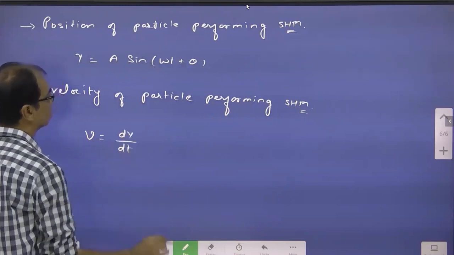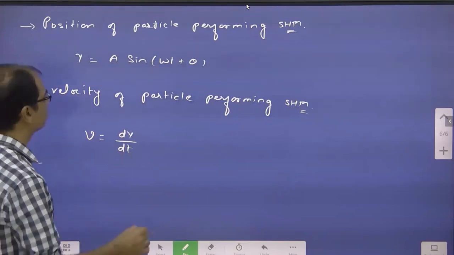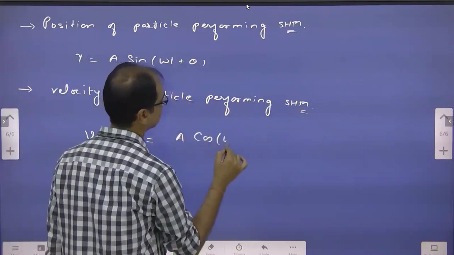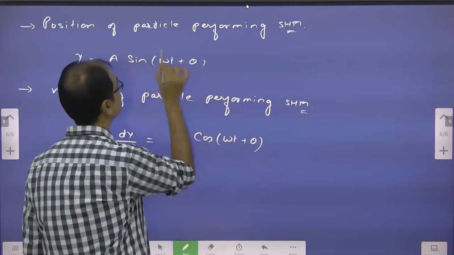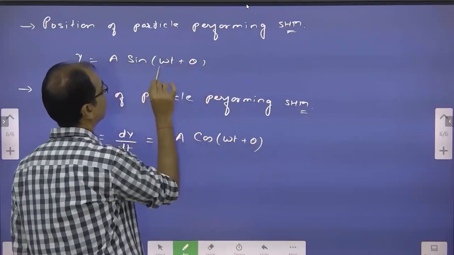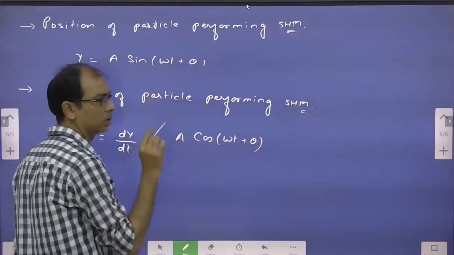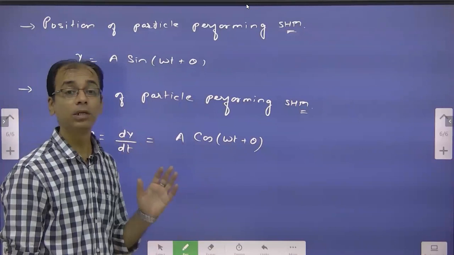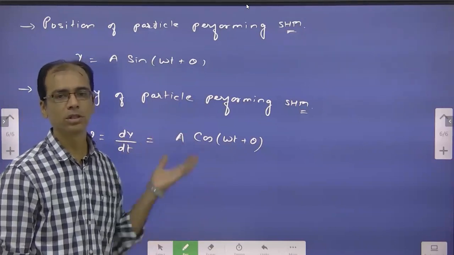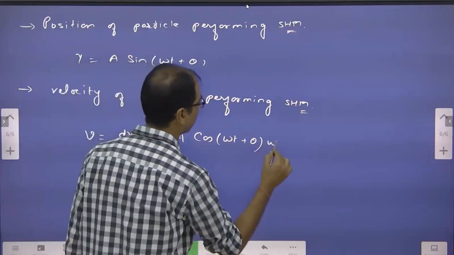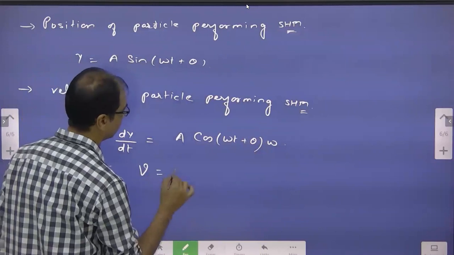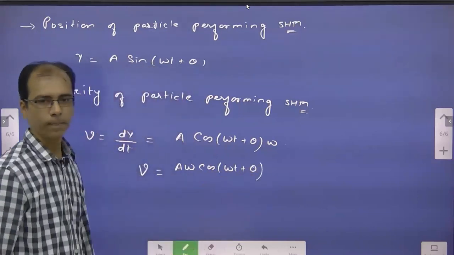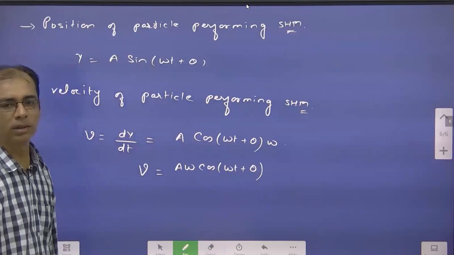So what is going to come? a is a constant. Sine's differentiation is cos. Then the differentiation of omega t: omega is constant, differentiation of t with respect to t is 1. Then differentiation of theta. Is theta changing? No, it's the initial phase, so it's constant, and its differentiation is 0. So only omega comes. So I got velocity of the particle as v equal to a omega cos of omega t plus theta.